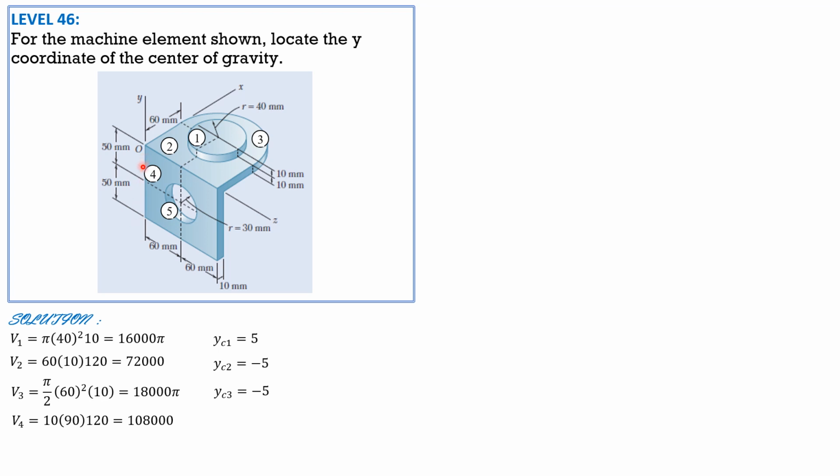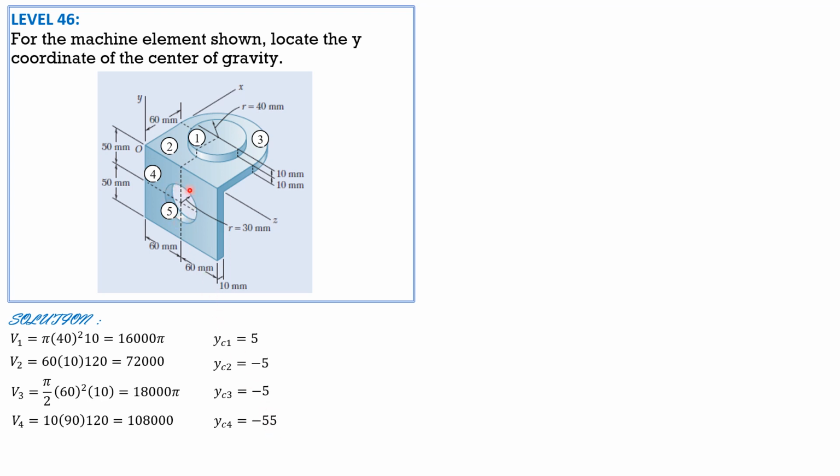Then the location of the centroid is, remember that the height is 90, so half of 90 is 45. 45 plus 10, so 55. So it is 55 mm below the xz plane, therefore y is negative 55. yc4 is negative 55.